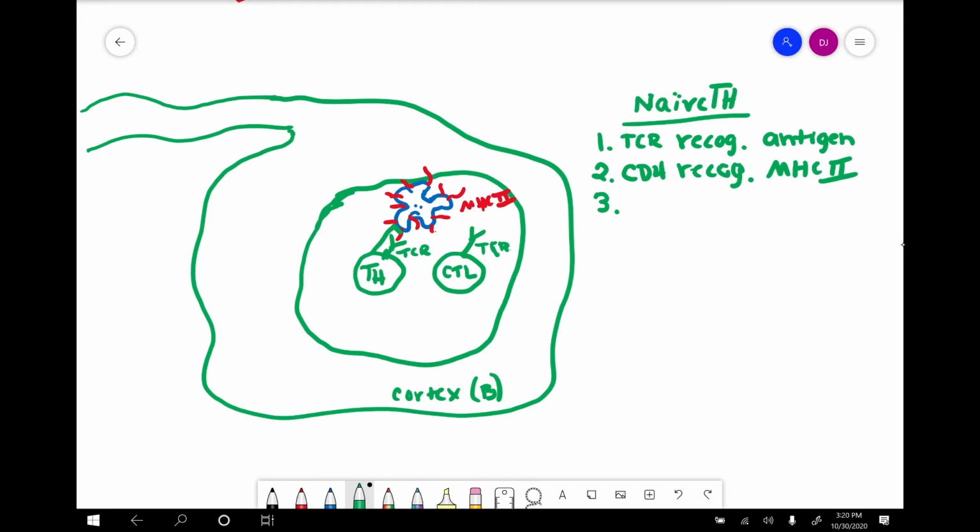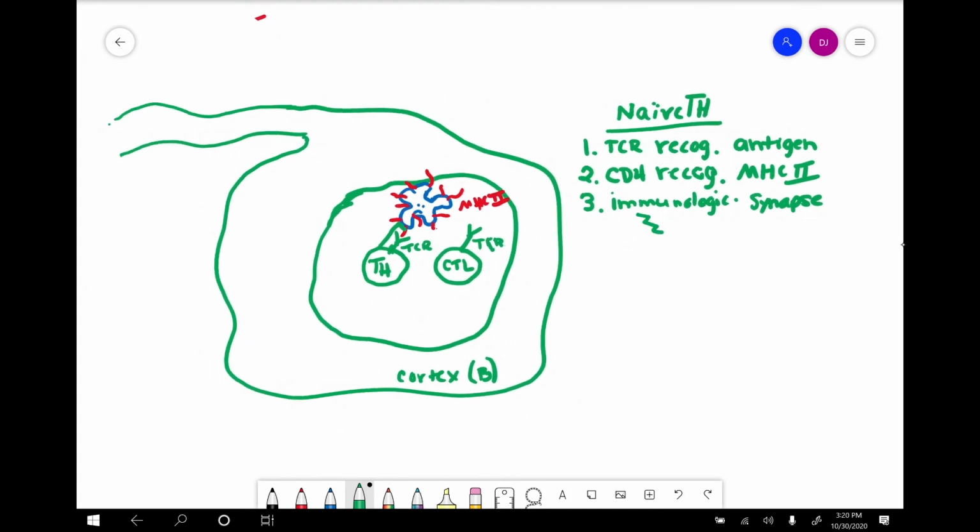Now, this is going to lead to something called an immunologic synapse formation. This basically means lots and lots of TCRs are being bound by their cognate antigen. It sends a very strong signal to that cell that yes, this particular helper T cell, or this T cell in general, is very, very important for activating, for helping to fight off this infection.